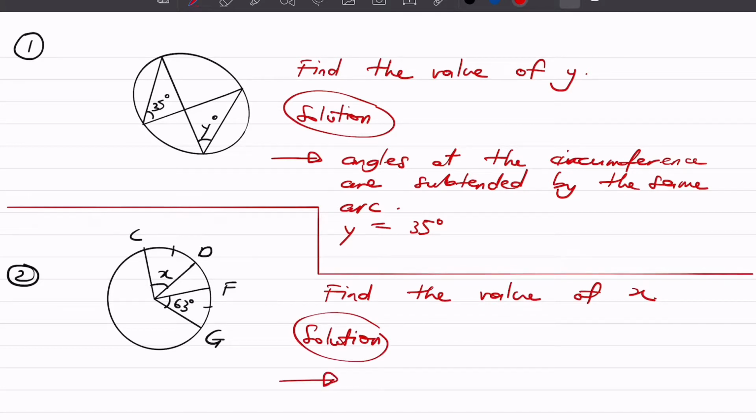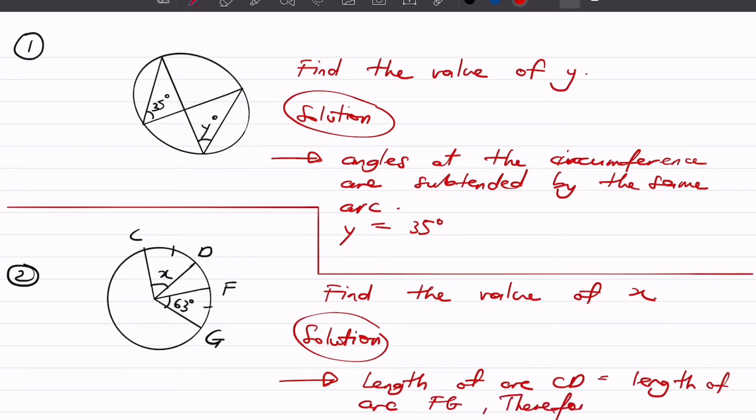If you want, you can pause the video and try to do it yourself, and then check back through my video for the answer. The answer is quite simple. The length of arc CD is equal to the length of arc FG. Therefore, the angle COD is equal to 63 degrees. This is your answer.